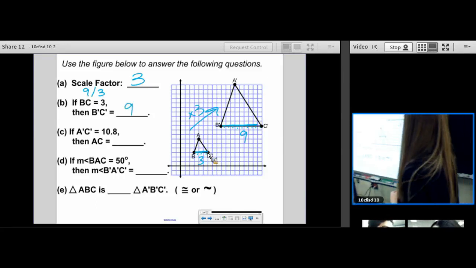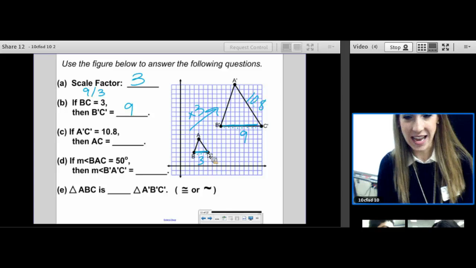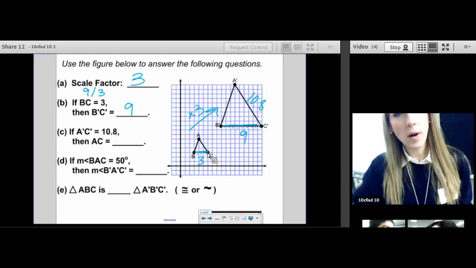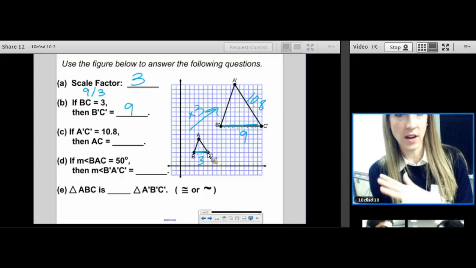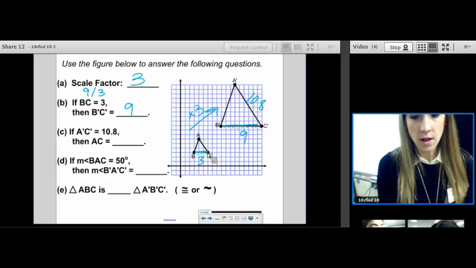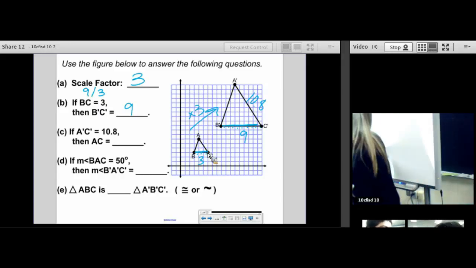If A prime C prime is 10.8, then what is AC? Now, I told you when you hear scale factor to think multiply. But what if you're going backwards? You're not going from the first figure to the second figure. You're going backwards. You would just do the opposite of multiply. Very good. So 10.8 divided by 3. And that gives us 3.6.